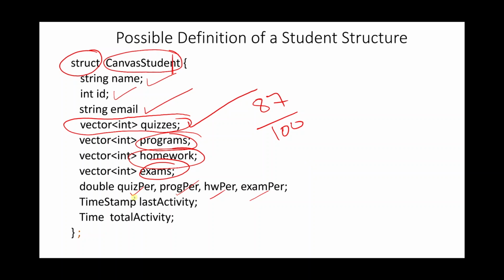Also, you might have timestamp, which could be totally another structure, and you would have last activity, and that is going to stamp the time of day and the date and the exact hour, minute, and second. So the time, for example, for the total activity, this is the number of hours you spent on Canvas, or the number of minutes, and so on. And never forget that you are required to have this semicolon.